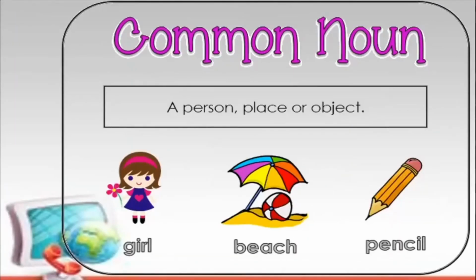Okay. Now let us look at some examples of common nouns also. So girl is a common noun. Beach is a common noun. Pencil is a common noun. Okay. So there are endless more examples like this.